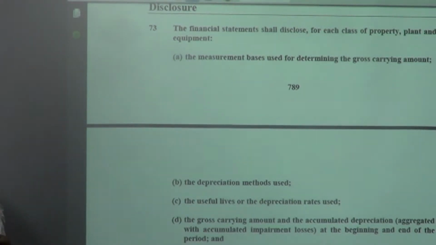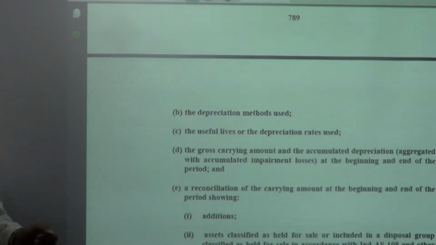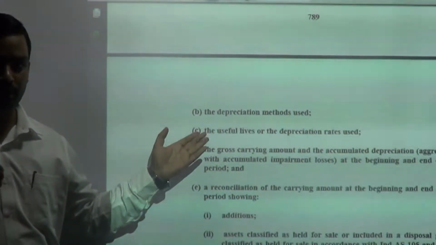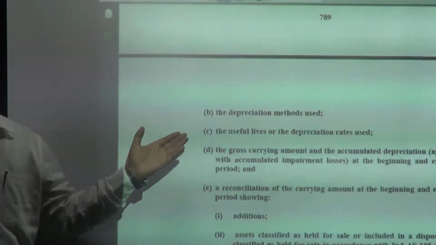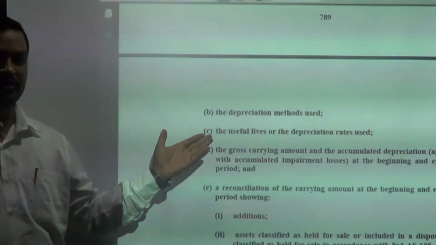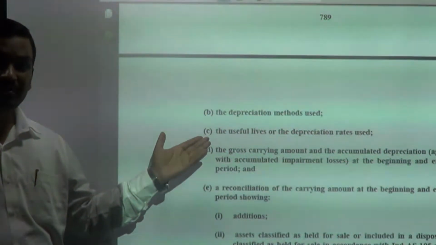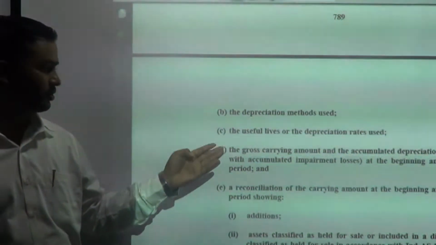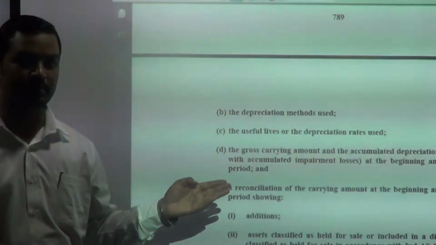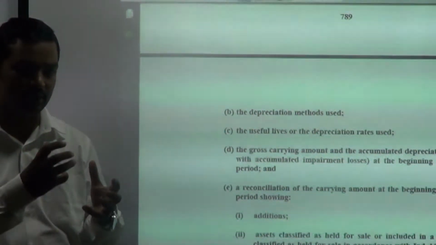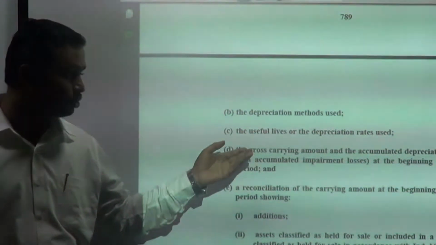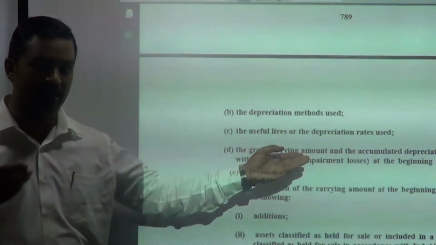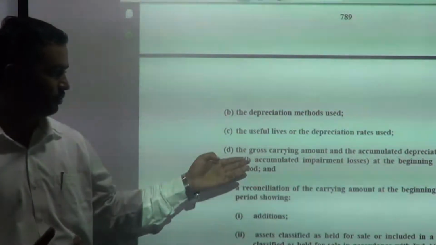Then second, depreciation methods used. Which method of depreciation are you using? Are you using SLM method? Are you using WDV method? Are you using production units method? Which method are you using? Sum of digits method? Which method you are using has to be disclosed. Next, the useful life and the depreciation rates used. What is the estimated useful life the company is using? You can take an indication from Schedule 2. Depreciation rates used. What is the rate of depreciation you are using for depreciating the asset has to be disclosed.